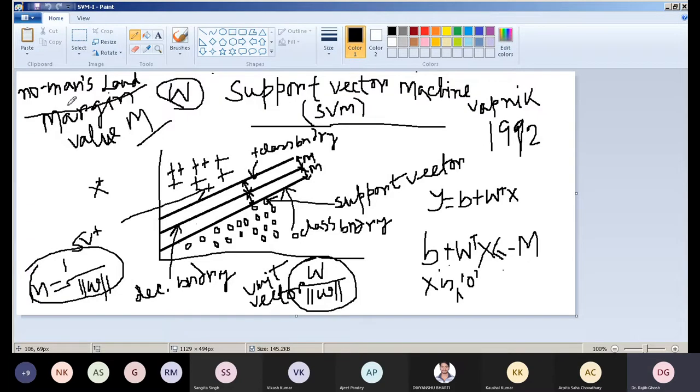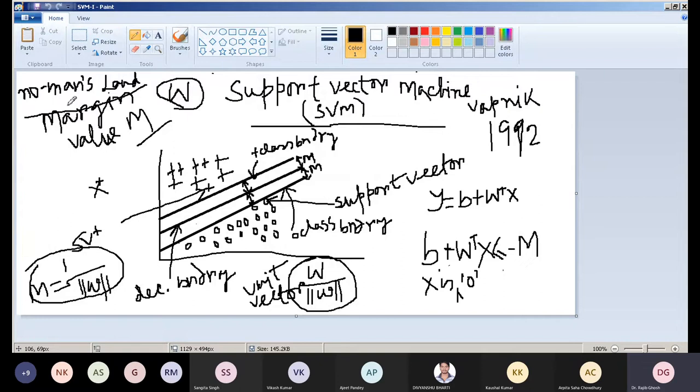Now write down: this region is symmetric about the decision boundary, so that it forms a cylinder. What is the meaning of this? As I mentioned, on both the sides, the no man's land amount should be exactly equal. That's why it is called symmetric.